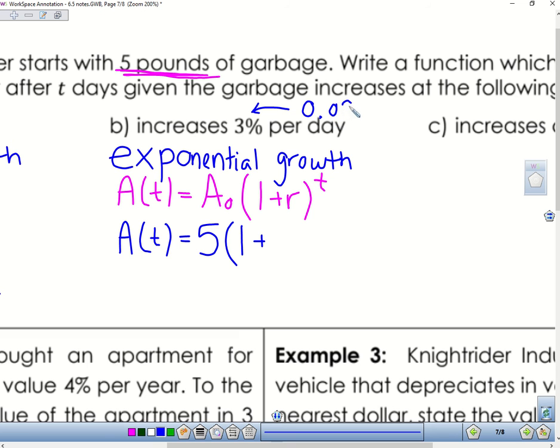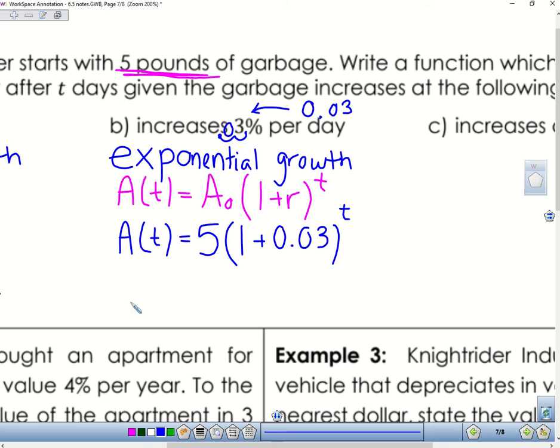Good, we're going to turn it into a decimal, yes. There goes me giving away the answers again. Yes, this is going to turn to a decimal. So to get a percent to be a decimal, you move the decimal place 2 places to the left, just like that, to the t power. And this would be your formula for exponential growth.